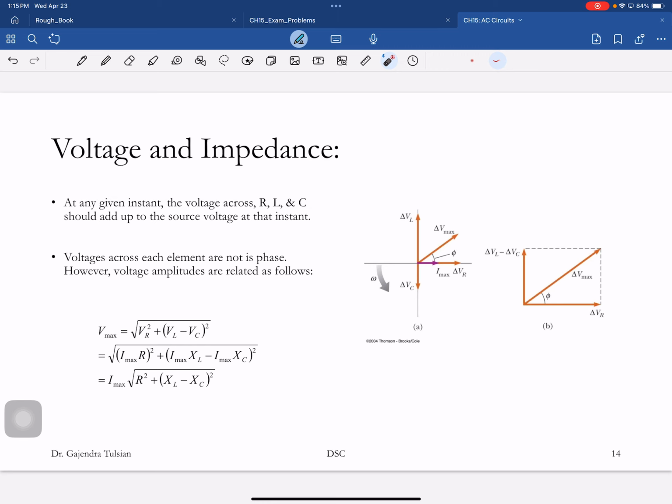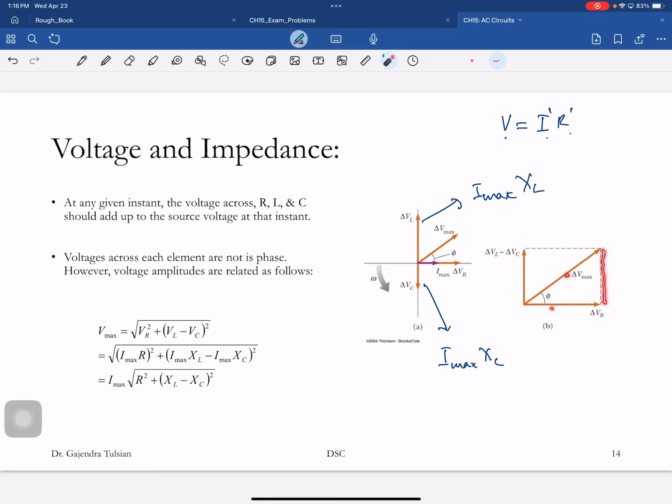This value, like in a DC circuit, V is equal to I times R. So V max will be I max times the impedance. This will be I max times R. This will be I max times XC. This will be I max times XL. So V max is VR plus VL minus VC.